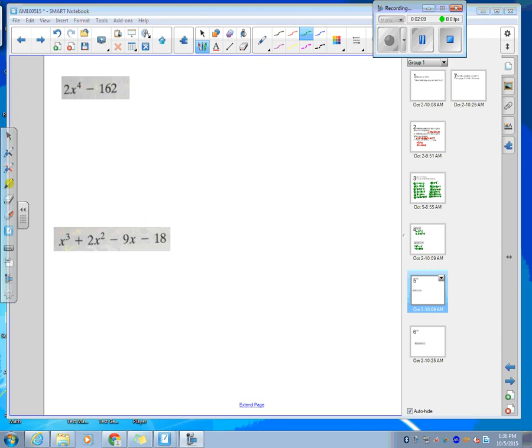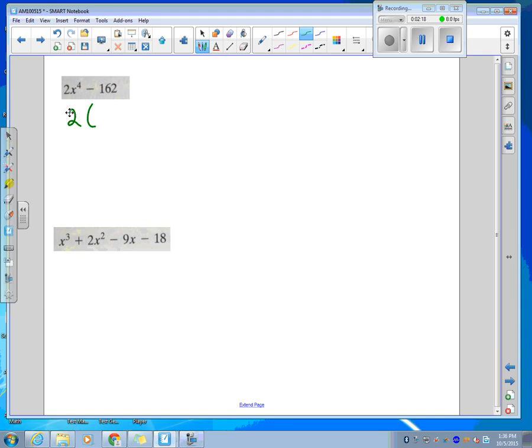And here are 2 more examples. Again, we're going to factor completely, and the first step is always, is there a common factor? And the common factor for this one is 2. So 2 times x to the 4th minus 81. Now, hopefully you recognize this as a difference of squares. Remember, when we have something to the 4th power, it can be a difference of squares. Any even exponent there can be a difference of squares if you want to examine it more closely.